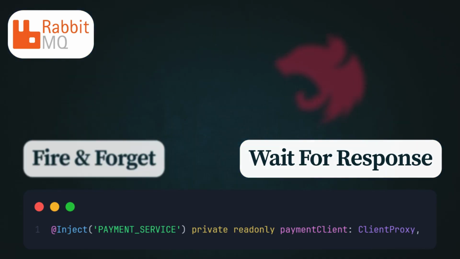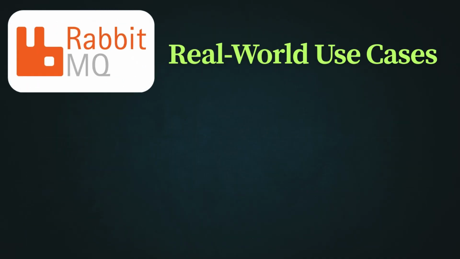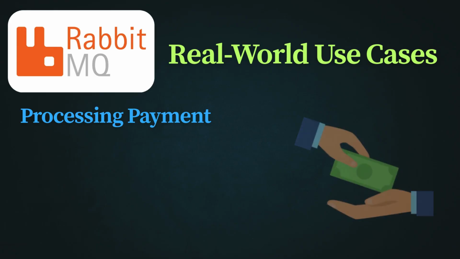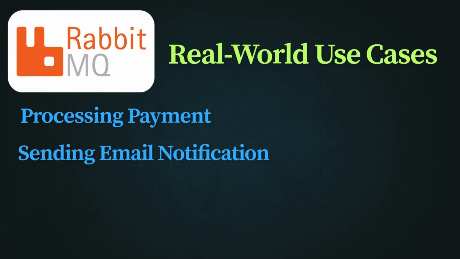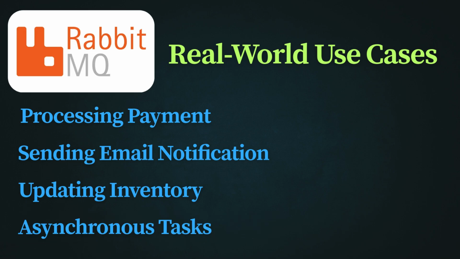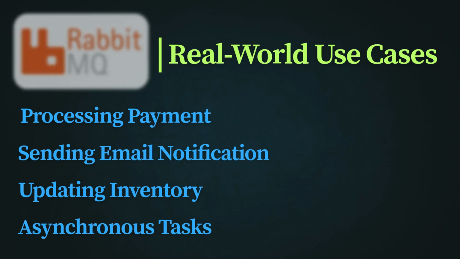Now let's talk about the real-world use cases of RabbitMQ. Well, RabbitMQ is used in real-world applications for things like processing payments, sending email notifications, updating inventory, and any task that can happen asynchronously, which means that the producer of the message does not have to wait for the response from the receiver of the message.